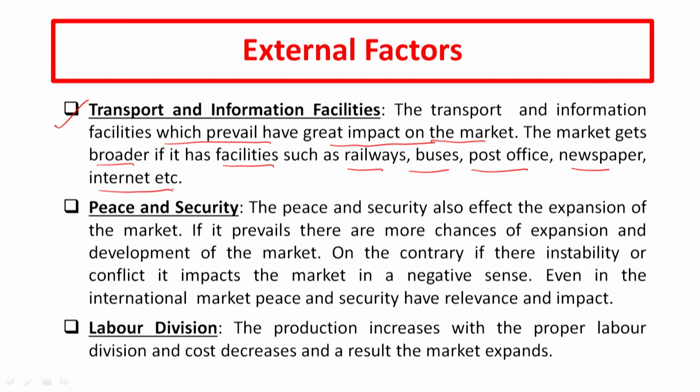Which means if the market has good facilities of transport, or good facilities of newspaper, the market is able to function in a better way, and the market is able to perform in a more efficient way. In the era of online and offline market, transport and information facilities play a very vital role. So the first external factor is related to transport and information facilities.